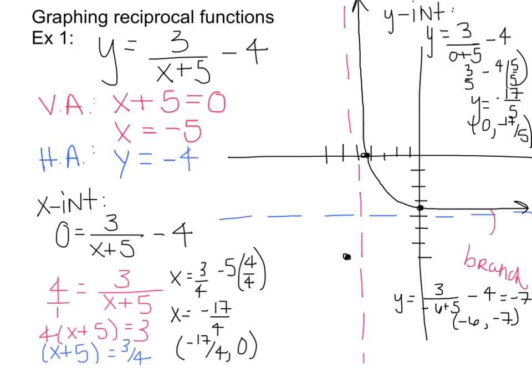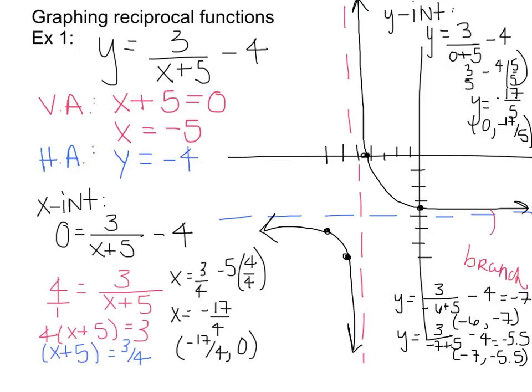Okay, now let's plug in -7 like I was trying to do earlier. So -7 plus 5 is -2. 3 divided by -2 is -1.5. -1.5 minus 4 gives me -5.5. So we're going to graph the point -7, -5.5. Okay, 2 points make a branch. Can't go through my asymptote, so it looks like this.